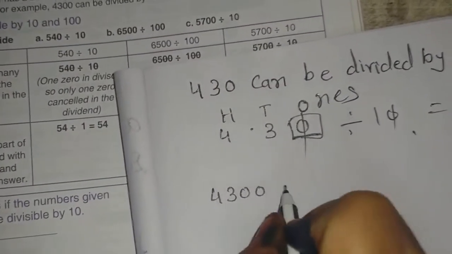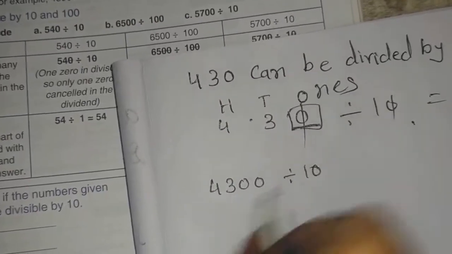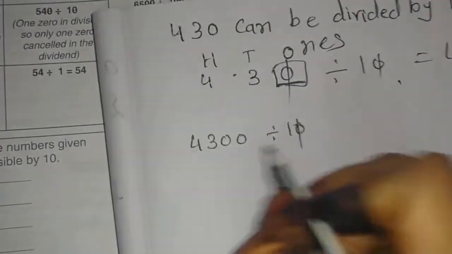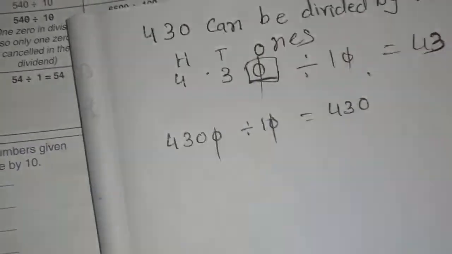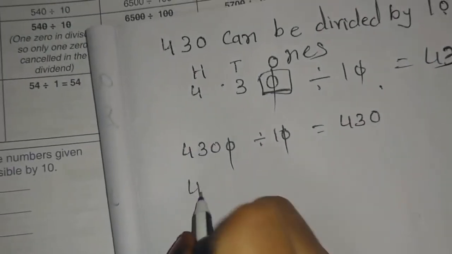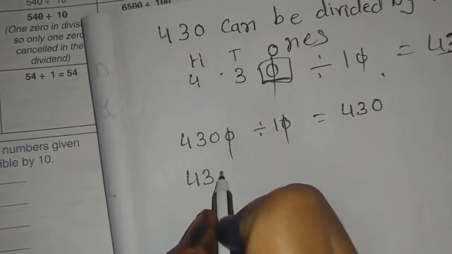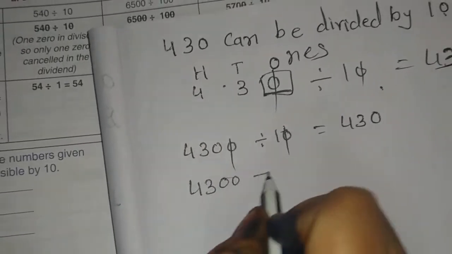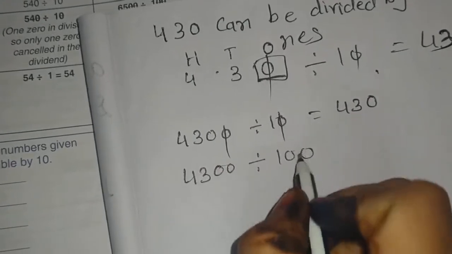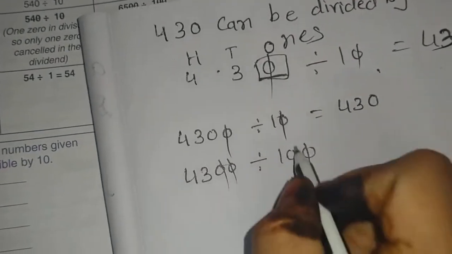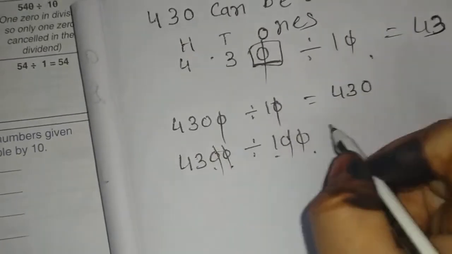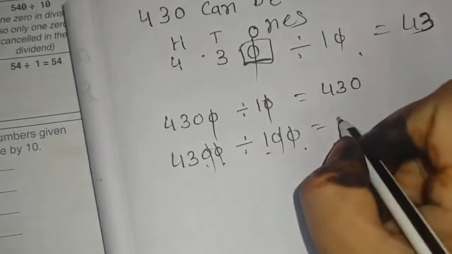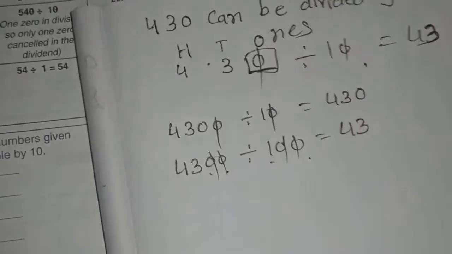4300 divided by 10. So what we have to do? We have to cut the 1 zero. So the answer should be 430. And if we have to divide 4300 by 100, we'll cut the 2 zeros, because here are 2 zeros and here are also 2 zeros. So it is possible. So the answer should be 43.